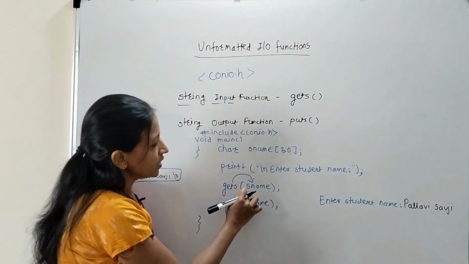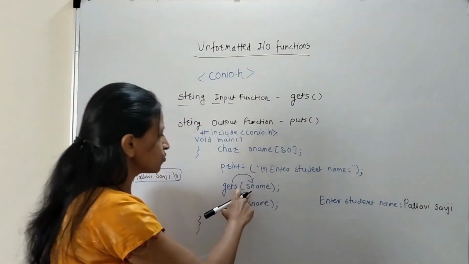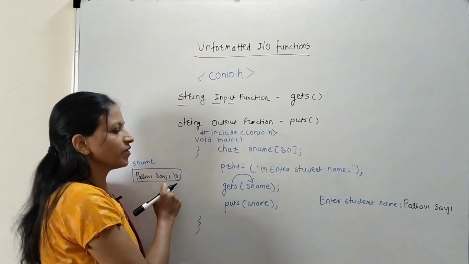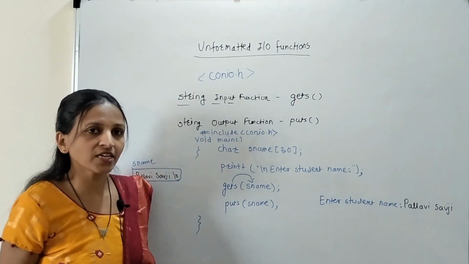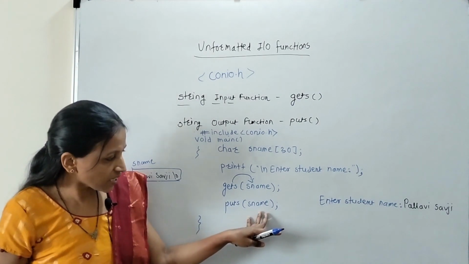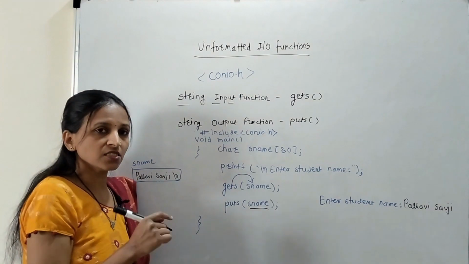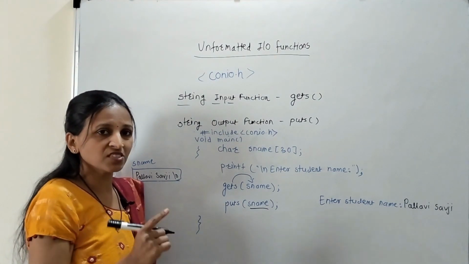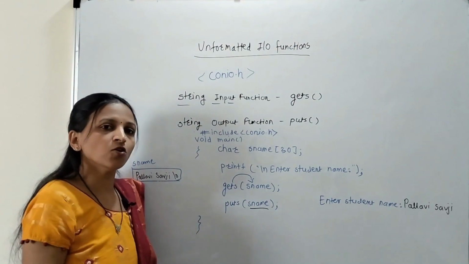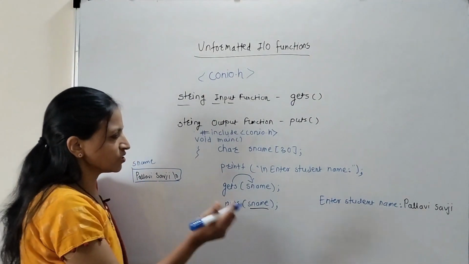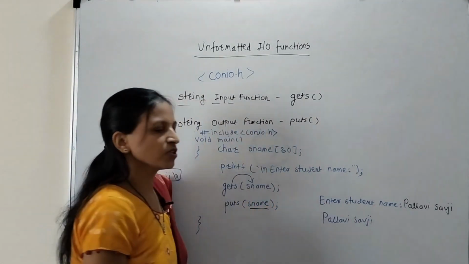Now see, sname will get accepted from the user, whatever is typed here by the user, and will get stored in this sname variable. And next, puts(sname). What is the purpose of this function? How does it act? It will display whatever the contents of this sname variable are, and it should be a character array, it should be a string. The puts function is used to display a string onto the output screen. Whatever contents like Pallavi Sauj, it will display. In this way you will get the output onto the output screen.